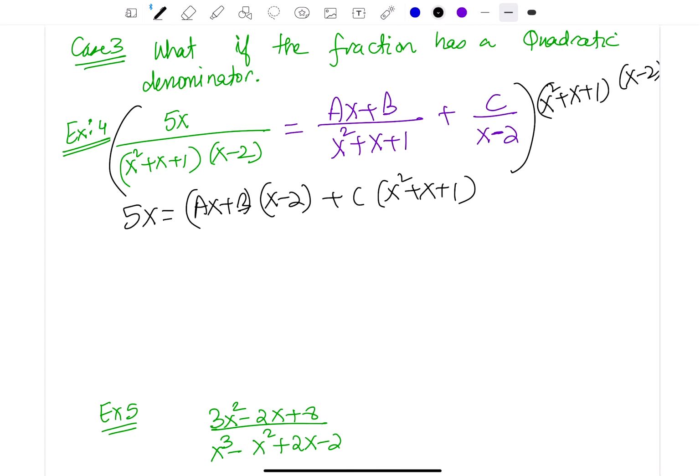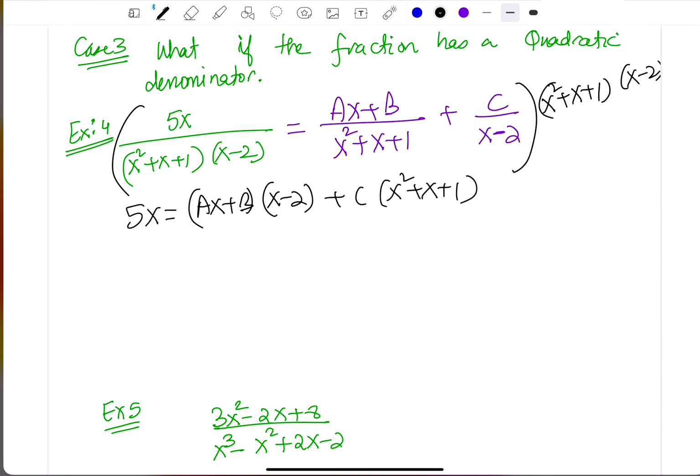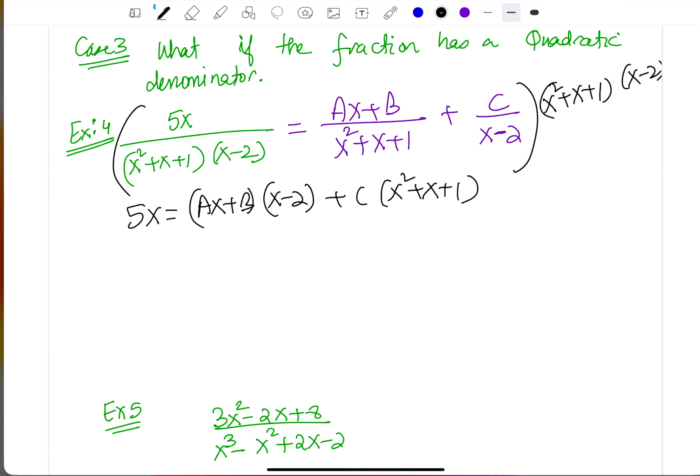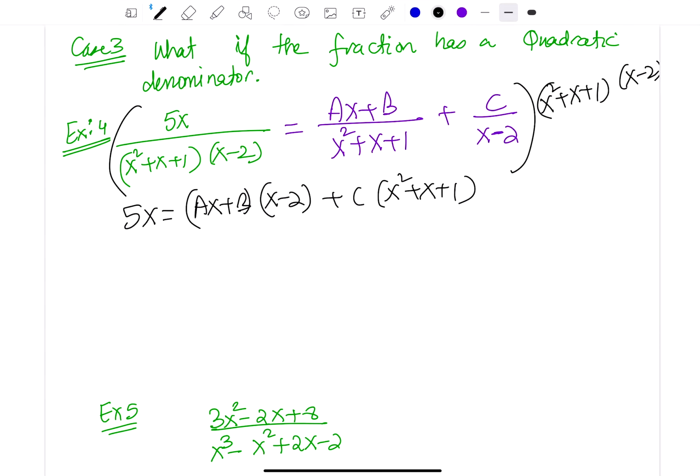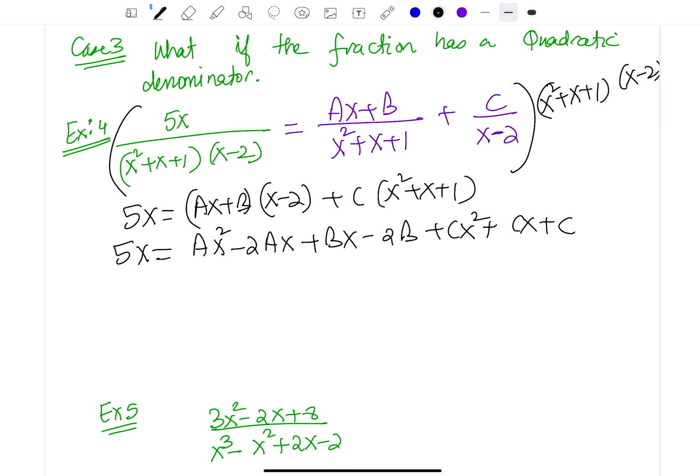I can only find out the factor c. If I choose x to be 2, we can find c, but we won't be able to find a and b by doing clever substitution. So I'll have to equate the coefficients by distributing. So let's go ahead and do that. 5x equals ax squared minus 2ax plus bx minus 2b plus cx squared plus cx plus c.